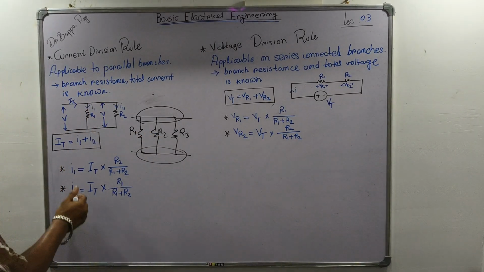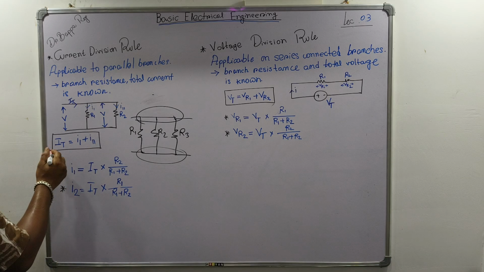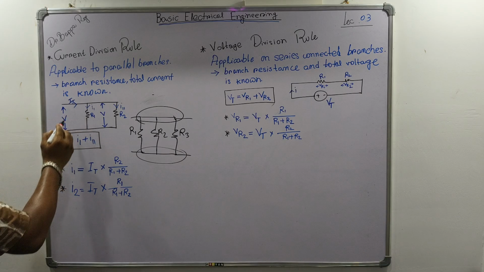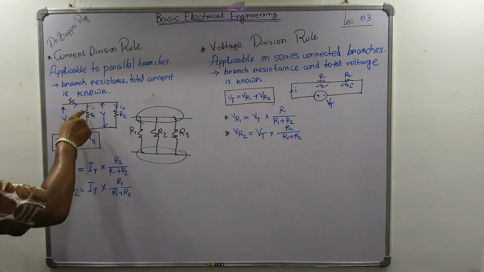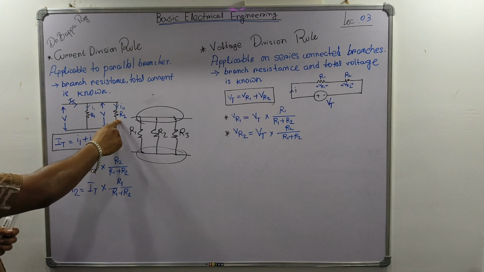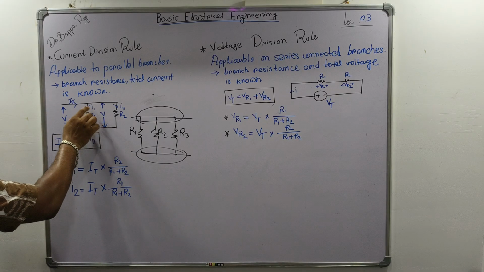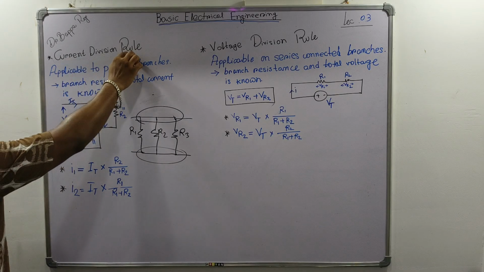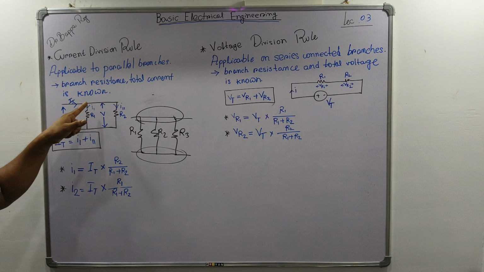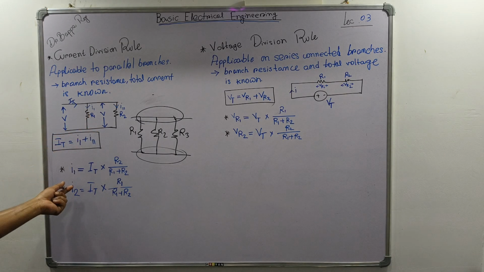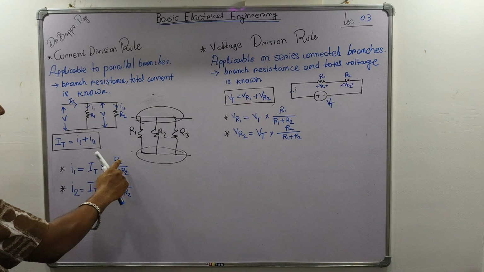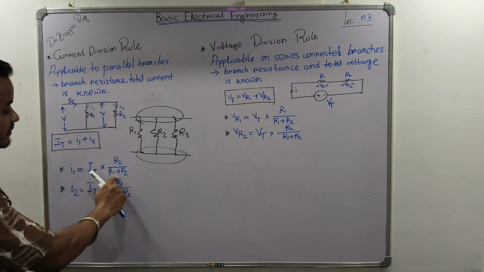So the total current is divided into these two branches. The total current IT is going, and from IT, current I1 goes through one branch and current I2 goes across the other. We can calculate I1 and I2 by applying the current division rule like this. If you are calculating for branch 1, what is the value of current I1? I1 is equal to the total current IT multiplied by R2 divided by R1 plus R2.